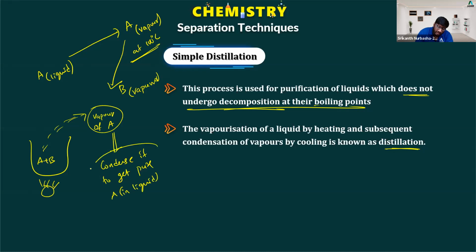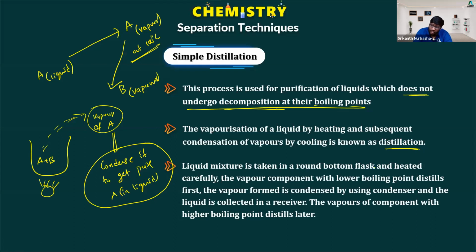So it is used for liquids. If we have a mixture of A and B, that mixture can be converted to the vapor state. First you get the vapor of the component which has the lower boiling point. That lower boiling point vapor will be condensed back, so you get the distillate. You can perform the distillation so that you can separate A and B. Vaporization of liquid by heating and subsequent condensation of vapors by cooling is called distillation.